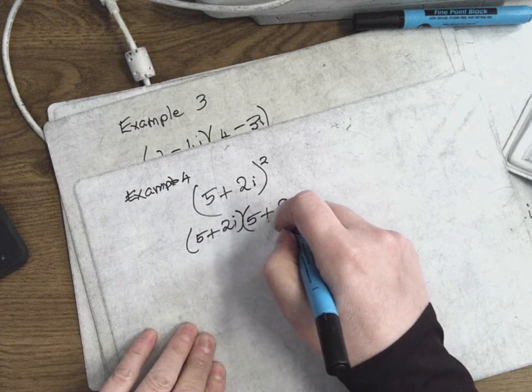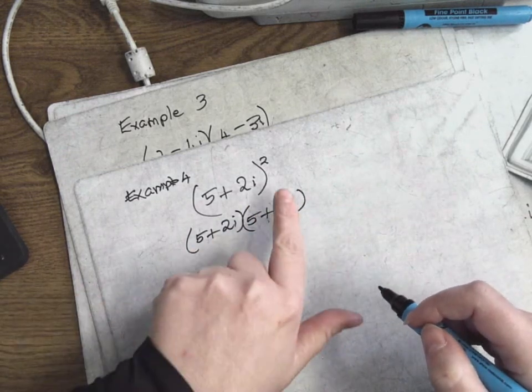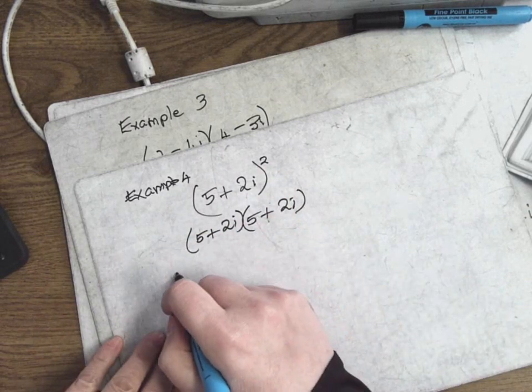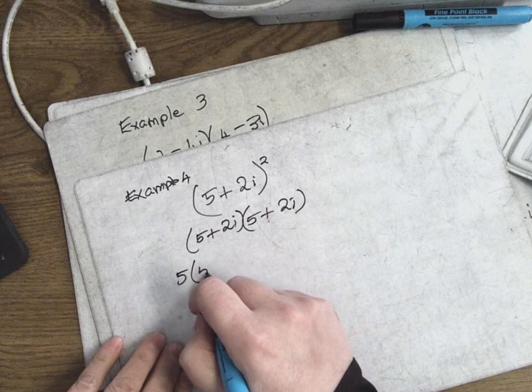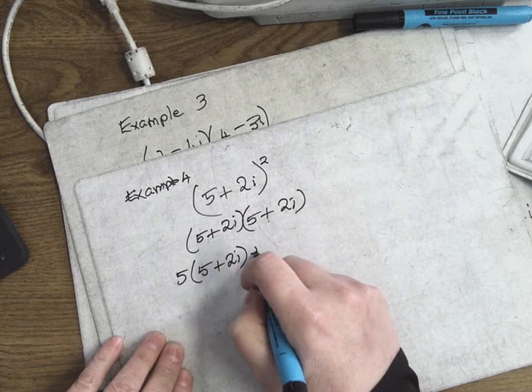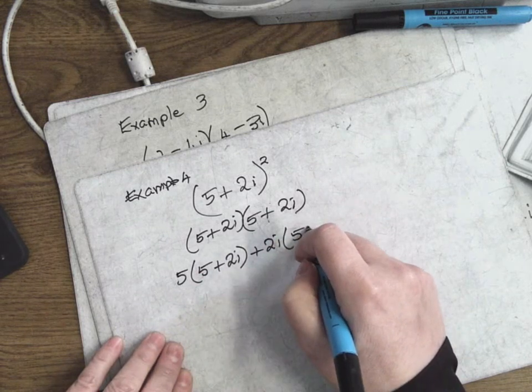And then we're back to what we were doing a minute ago. Just recognizing that squared means multiplied by itself. So you take the first term, multiply it by the second bracket. Take the rest of the first bracket, which is plus 2i, multiplied by the second bracket, which is 5 plus 2i.